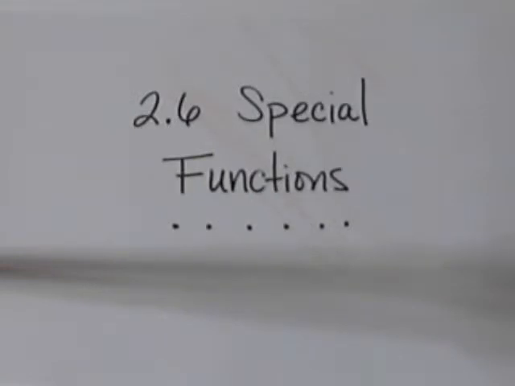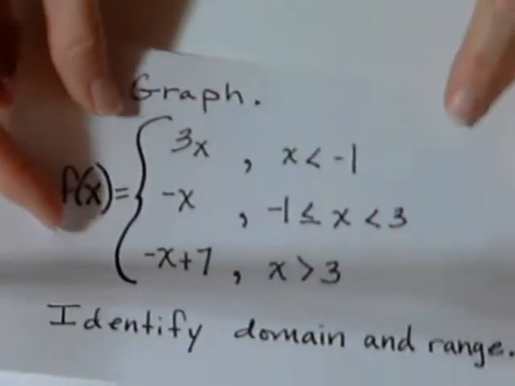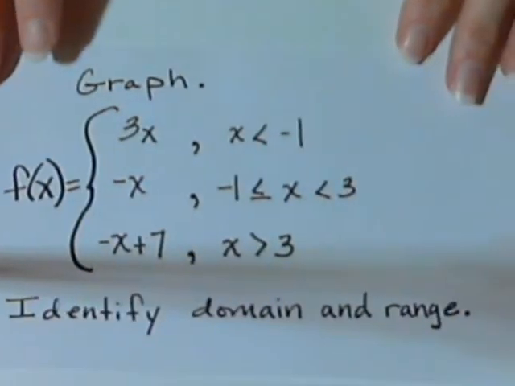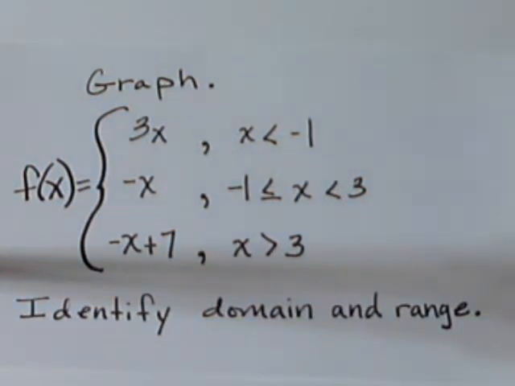Okay, so this is special functions. We were graphing the piecewise function. We have f of x is equal to 3x, where x is less than -1, negative x, where -1 is less than or equal to x less than 3, and negative x plus 7, where x is greater than 3. Then we're going to identify the domain and the range.